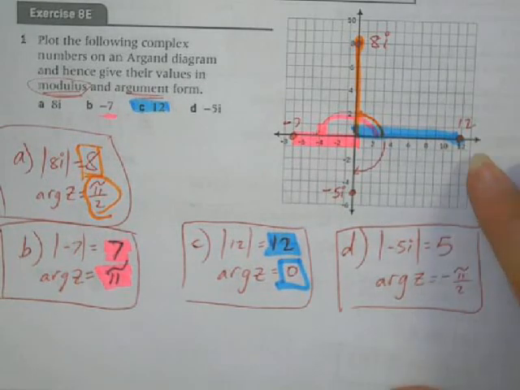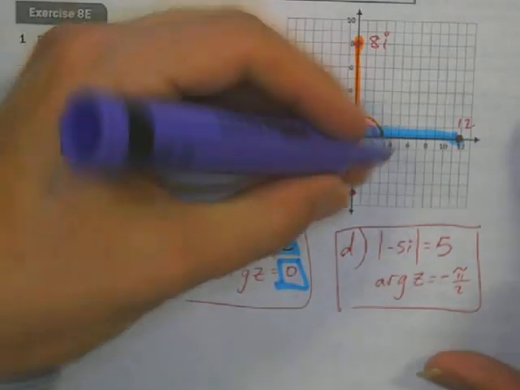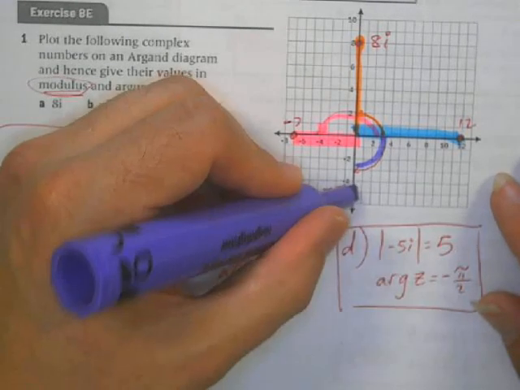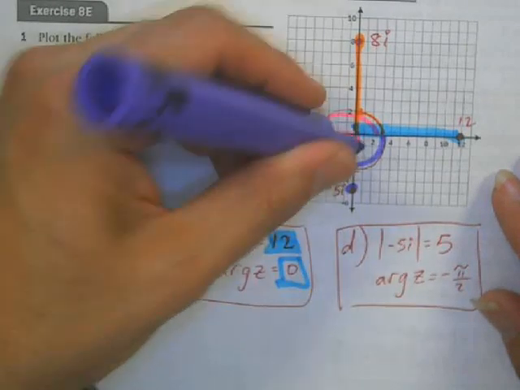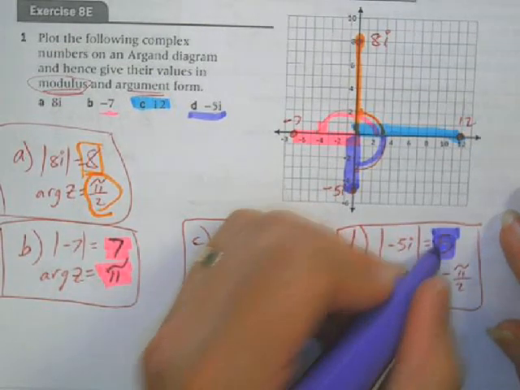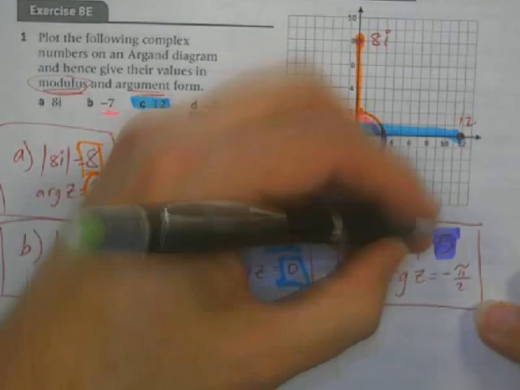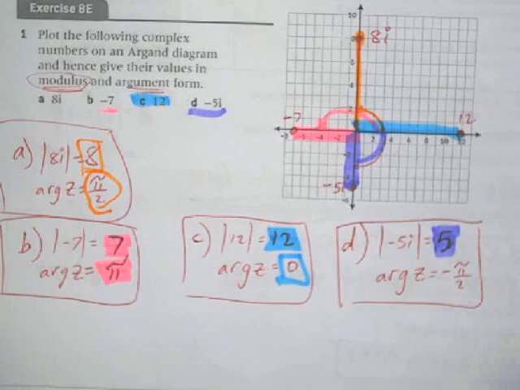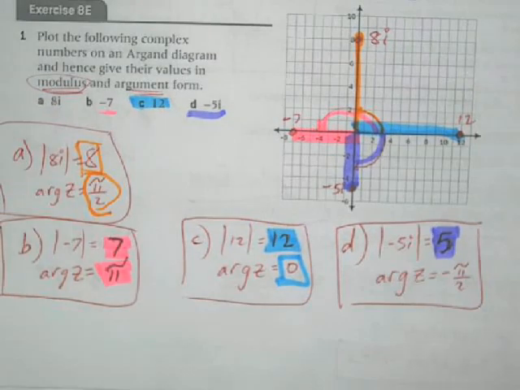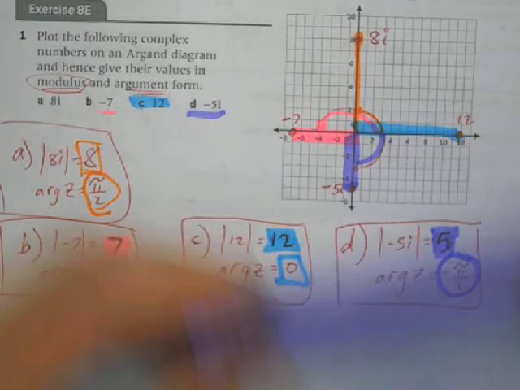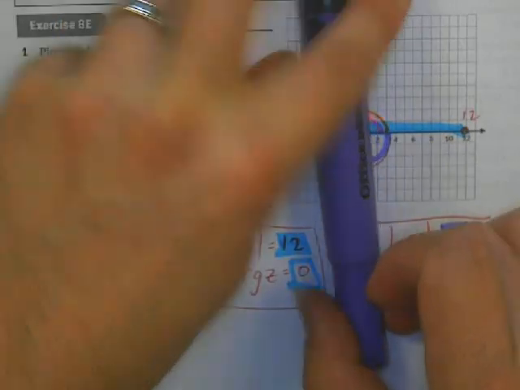And lastly, what color have I not used? Purple. Okay, so the next one is -5i. So I go down here to -5i, and this distance from there to there is 5. And this angle here is -pi/2, because I'm going from here down to -pi/2.